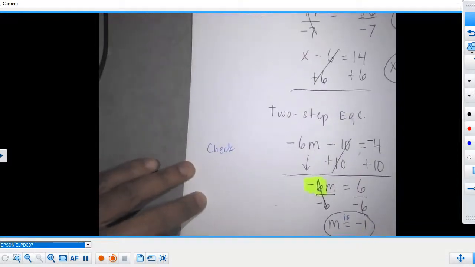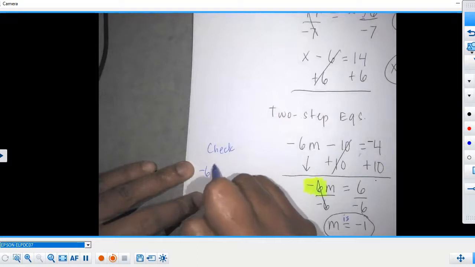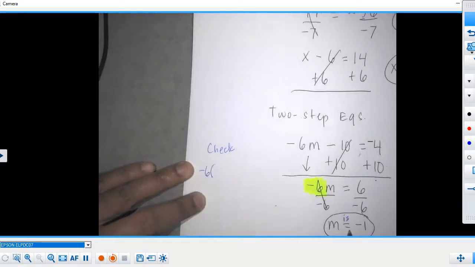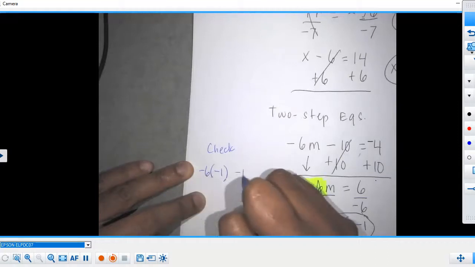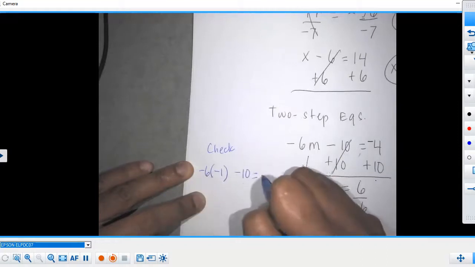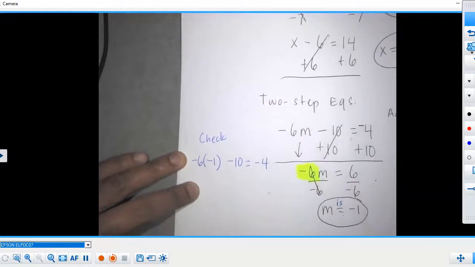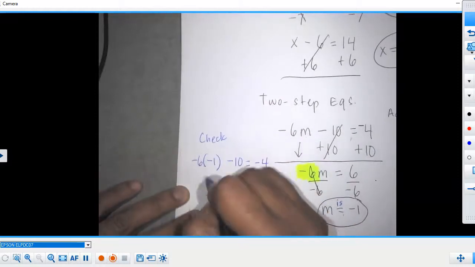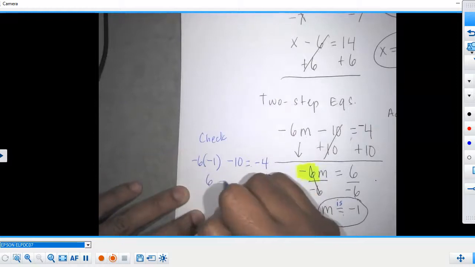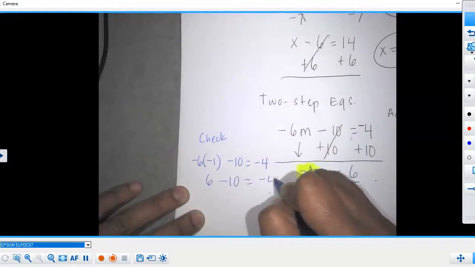I'm going to move over. So it's -6 times m, where m was equal to -1. So I'm substituting that in. Minus 10 equals -4. So let's see if that's true. We know that -6 times -1 is 6, positive. Minus 10, does that equal -4?